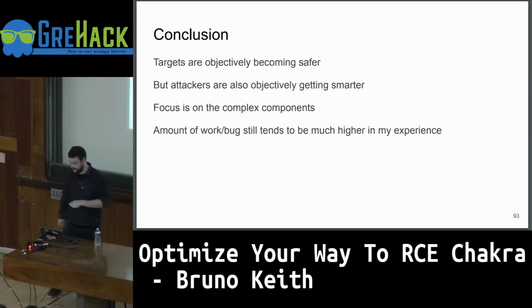So in conclusion, I'd say that targets are objectively becoming safer. Even in my short time as a full-time vulnerability researcher, I've seen the change, at least for JIT compilers and JavaScript engines. But attackers are also objectively getting smarter at the same time, because the people that were attacking your target two years ago are the same ones doing it today, so they became smarter in the meantime. The focus is still on the complex components. The JIT is the most complex component of a JavaScript engine, so that's where all the focus is right now. And where complexity lies, bugs lie, basically.